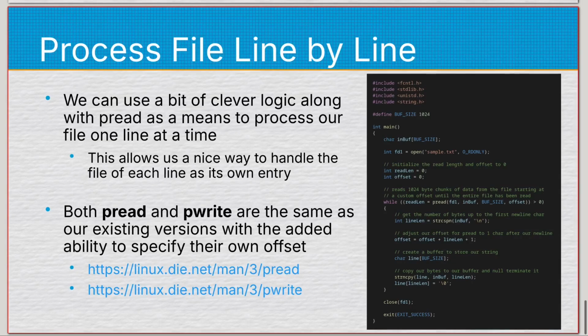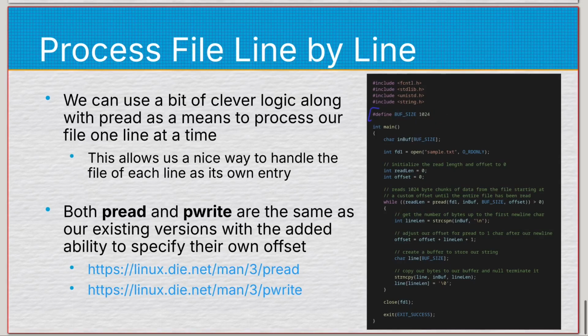This allows us a nice way to handle the file of each line as its own entry, so its own kind of buffer. Both pread and pwrite are the same as our existing versions, with the added ability to specify their own offset. So instead of that manual offset that just automatically increments itself by how many bytes were written or read, we can be in control of that offset. That means quite a lot. So let's look at this.